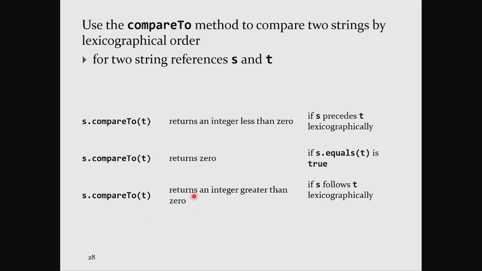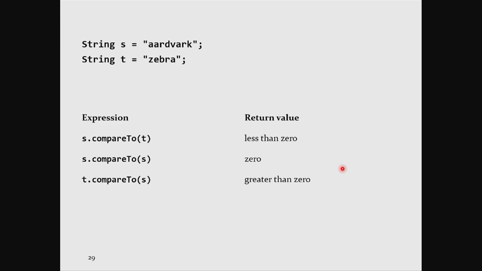For strings, you have to be careful with the middle one. For strings, it's the case that s equals t is true if you get back 0. That's not the case for every class in Java, and we'll get to that in a few weeks, I think, when we talk about how to write the compareTo method. But for strings, if they're equal, then you get back 0 when you compare them.